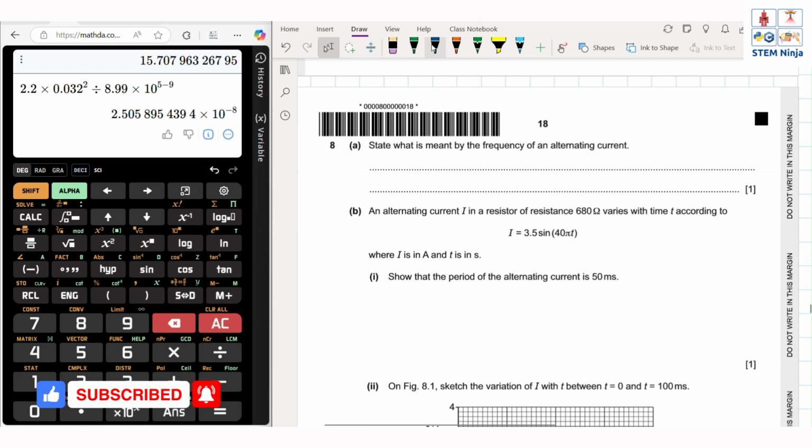Okay, state what is meant by frequency of an alternating current. So basically just the number of cycles per unit time.